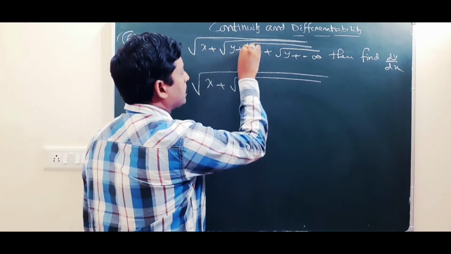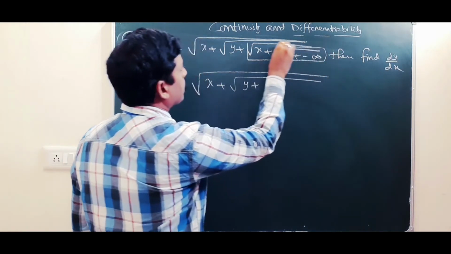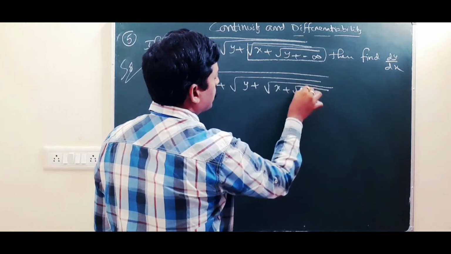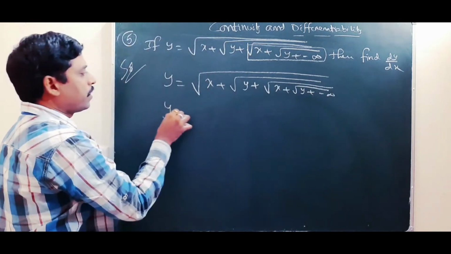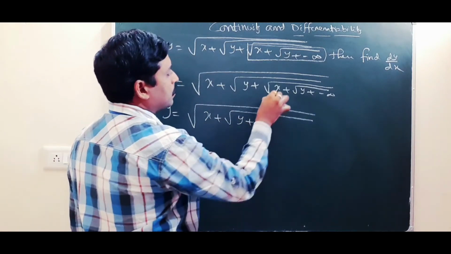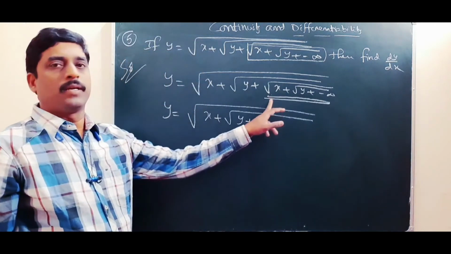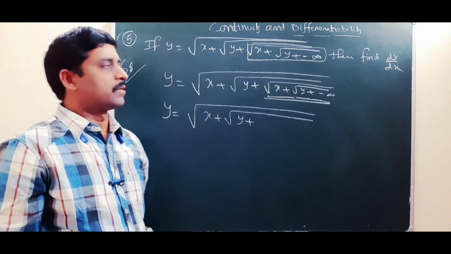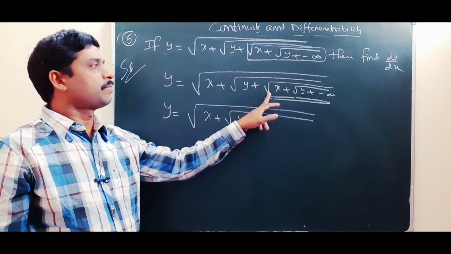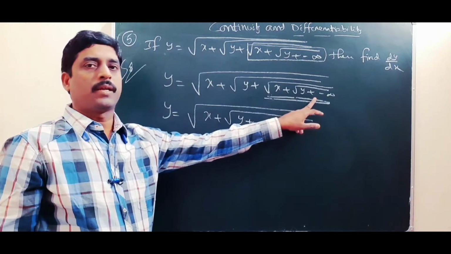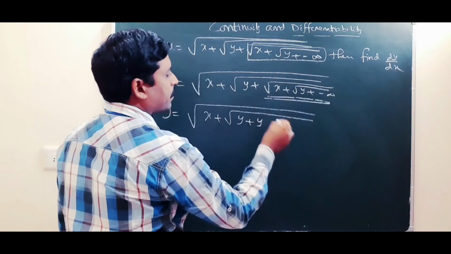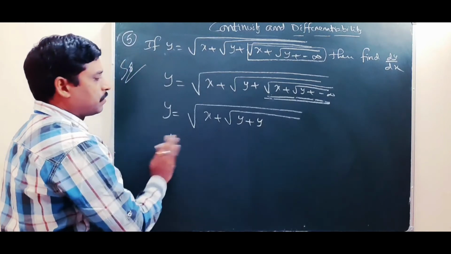Okay, let us observe one point. Once again, write the root x plus root y up to infinity. So y is equal to root under x plus root under y plus, and this value is root under x plus root under y plus up to infinity terms. This place, we should write y. This is also the same, so this place we should write y. Therefore y is equal to, now squaring on both sides.